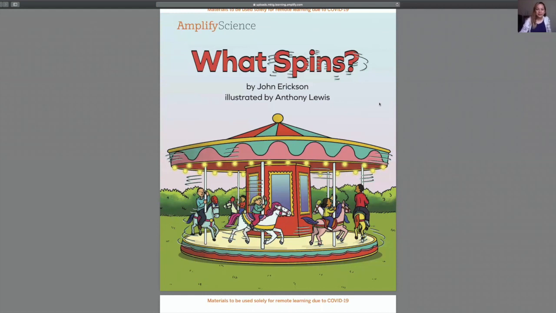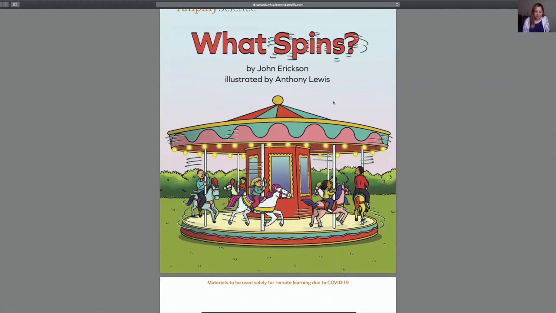So before we begin, we're going to be reading a book called What Spins by John Erickson, illustrated by Anthony Lewis. Remember that scientists like us like to read to help figure out answers to questions. Reading this book will help us gather more information so that we can answer our question about why we see the sun in different places in the sky at different times of our day. Okay? So you might be thinking, maybe the sun is in different places at different times because it moves, or you might have some other ideas. I want you to keep those in mind as we read our story, okay?